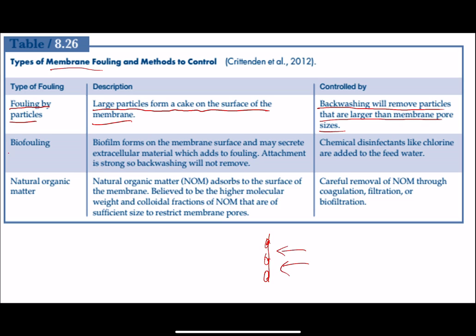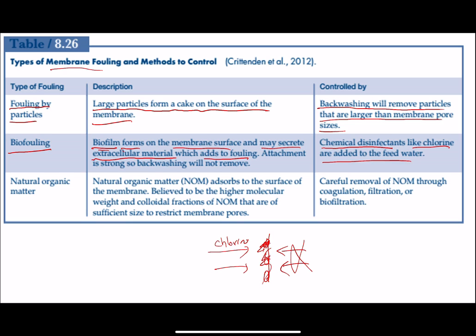The second type of fouling is biofouling, which is some type of biological biofilm that forms on the membrane surface and may secrete extracellular material, which adds to the fouling. Attachment is strong, so backwashing will not remove it, because the bacteria are so attached. Now we need to add a chemical disinfectant to break up the bonds. So a chemical disinfectant like chlorine is added to the feed water, to clean up and kill all this cake on the membrane.